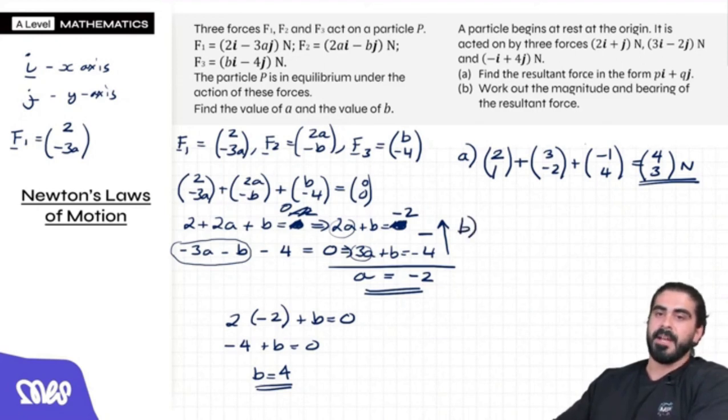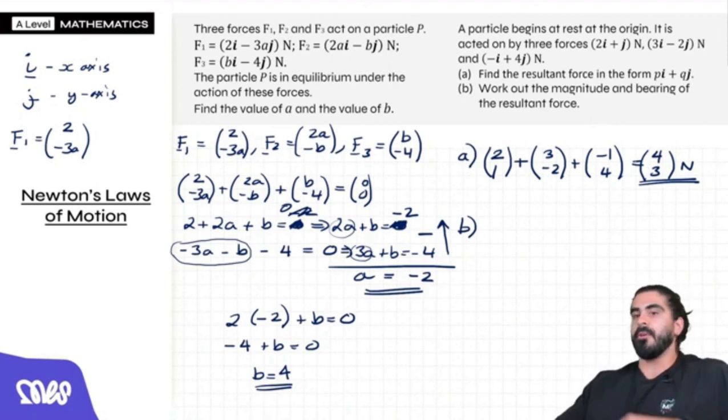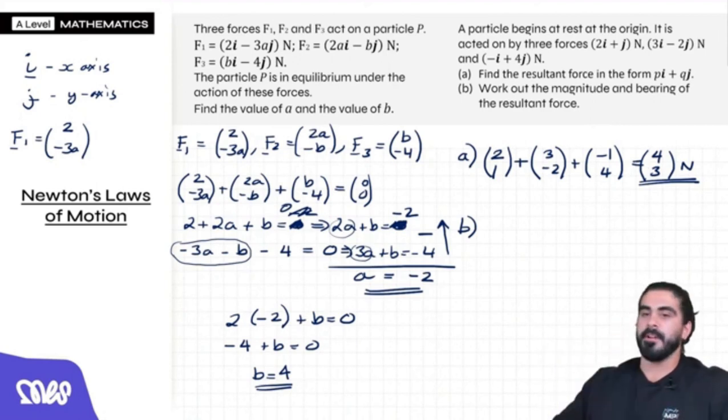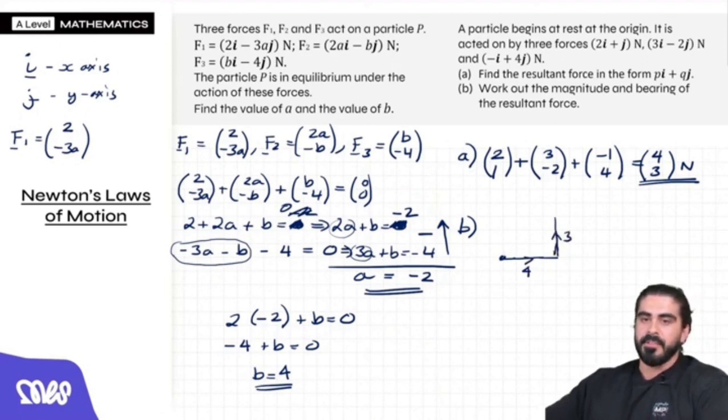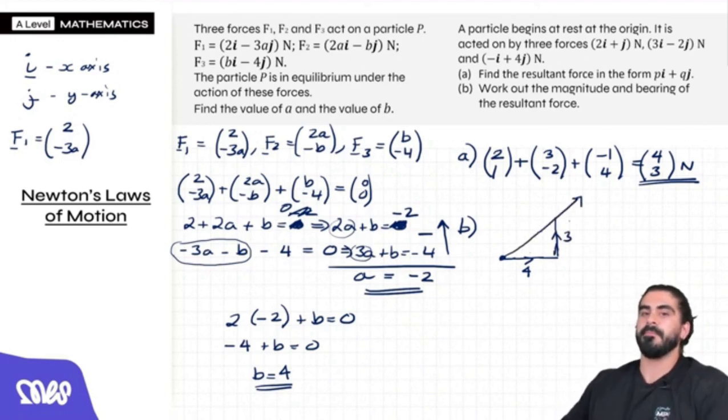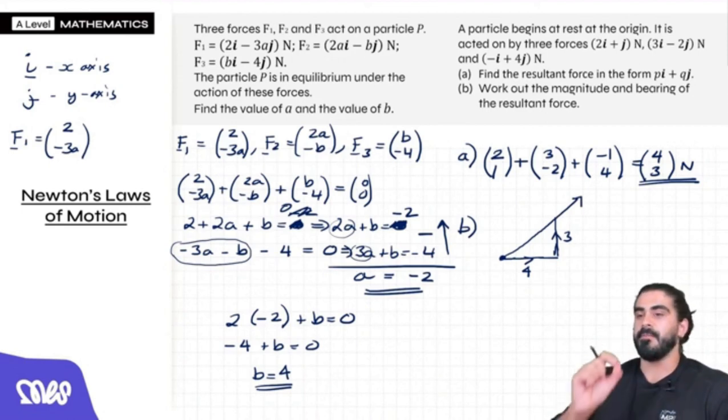Magnitude and bearing. Now, remember what this means from GCSE. 4, 3 means you're going 4 to the right and 3 up, right? So if you have a particle here, you're going 1, 2, 3, 4 across, 4 to the right. You're going 1, 2, 3 upwards. So the particle, which is being acted on by this force, is going in that direction. If the resultant force is 4, 3, it means if you took a particle, it would be traveling in that direction.